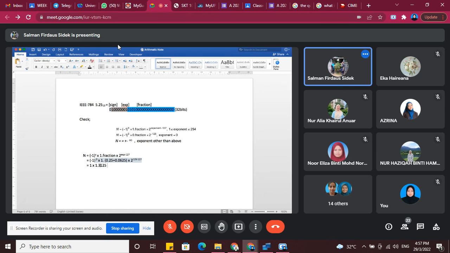0.3125 kali 2 kuasa 129 tolak 127, 2, dapat ke tak dapat ni tak tahulah. So 1.3125 darab 2 kuasa 2 adalah 4. Berapa jawapan dia?